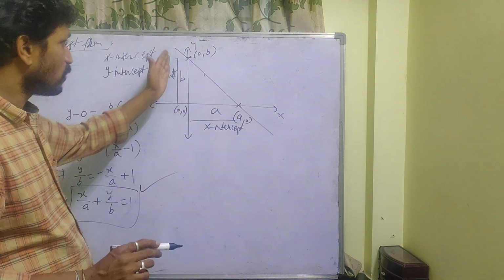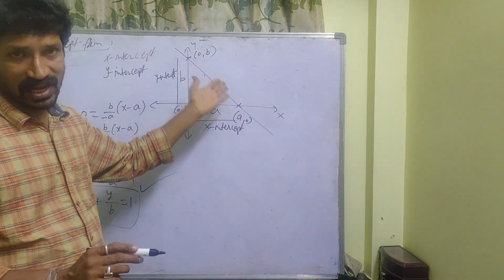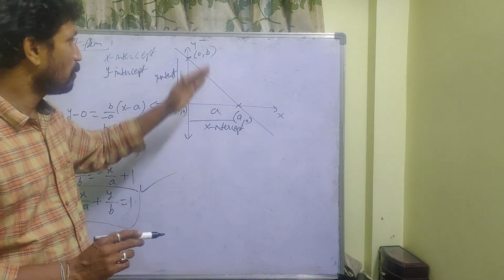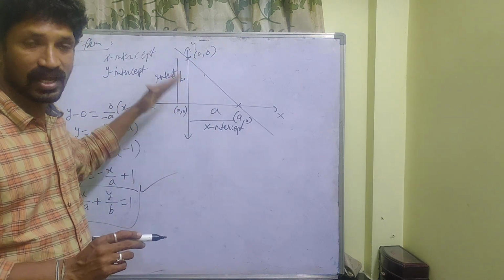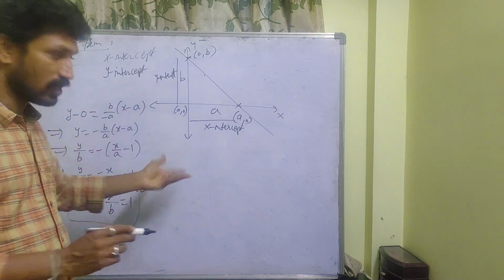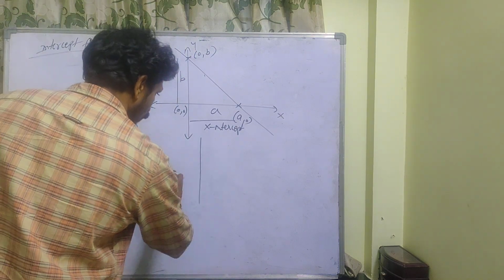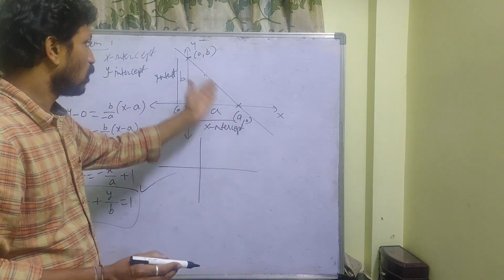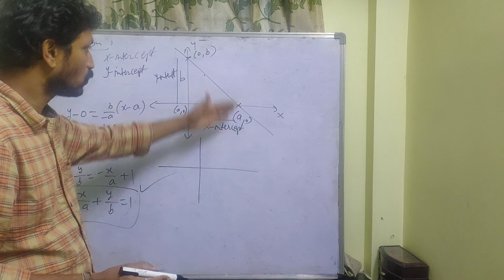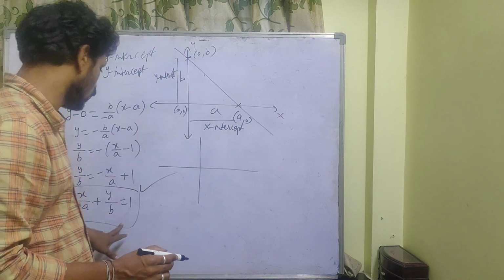See, a line doesn't always intersect the positive x-axis and positive y-axis. It may be positive x-axis, negative y-axis; negative x-axis, positive y-axis; or negative x-axis, negative y-axis. Here, if the line passes through the first quadrant, that means positive x-axis, positive y-axis. So this is the form.